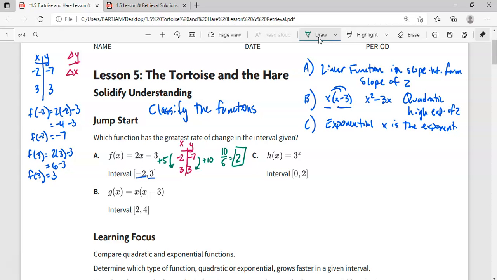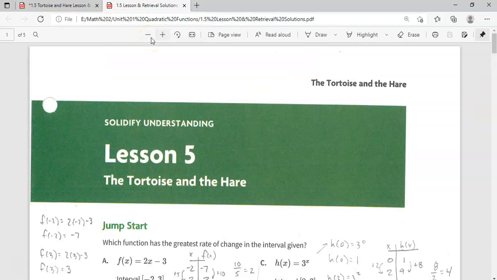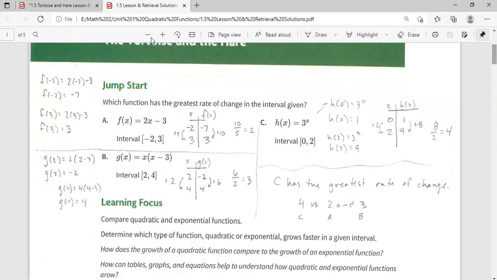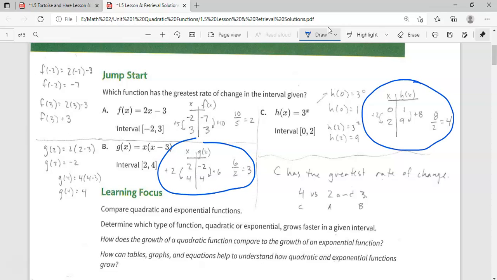and find the rate of change for each of those. So as you can see here, on the solutions key, you can see the work for B, and you can see the work for C in terms of finding the values and then finding the rates of change. And so in terms of order, C, A, and B would be ranking them in terms of greatest rate of change.